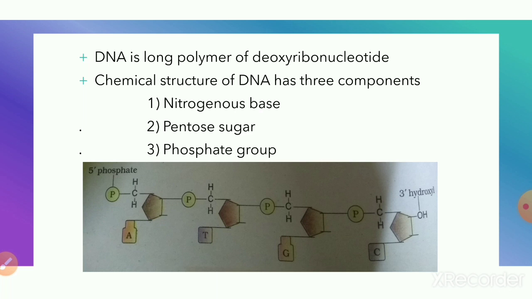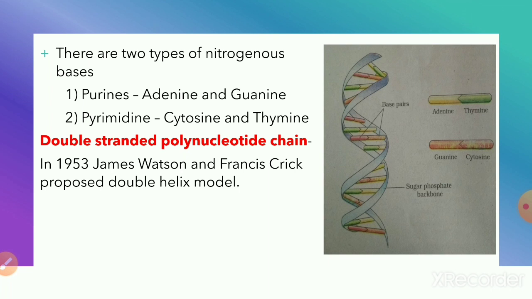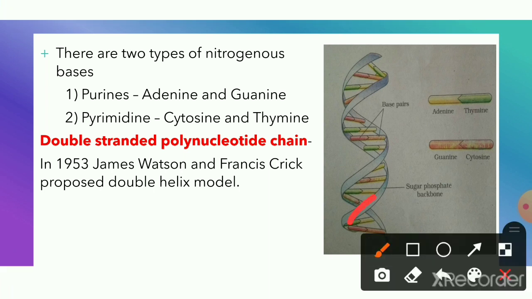Next point, double-stranded polynucleotide chain. In 1953, James Watson and Francis Crick proposed a very famous double helix model for the structure of DNA. This model is based on the X-ray diffraction data produced by Maurice Wilkins and Rosalind Franklin. See here, diagram. This curved edge is made up of sugar and phosphate. So this is the sugar and phosphate backbone.